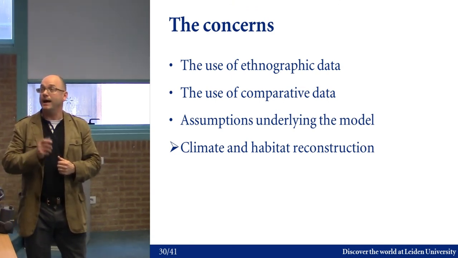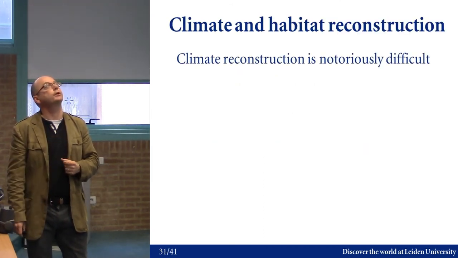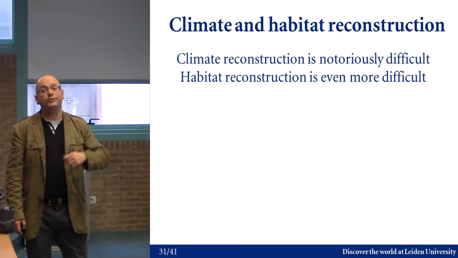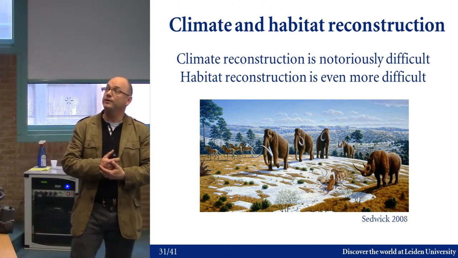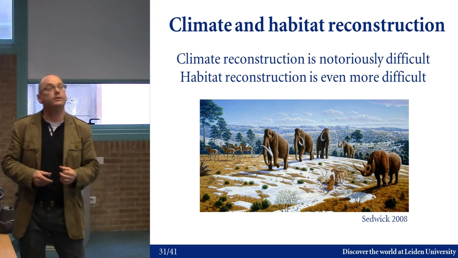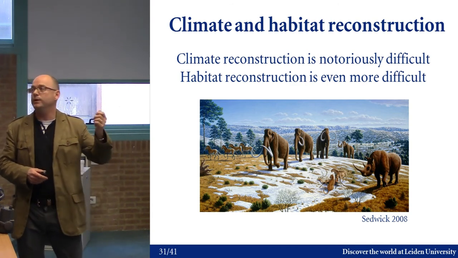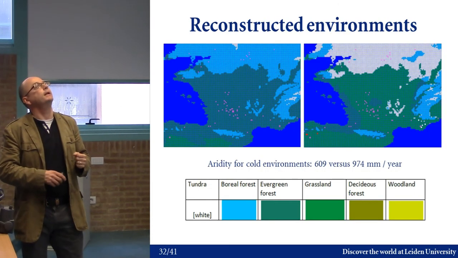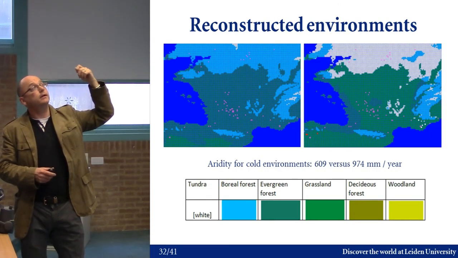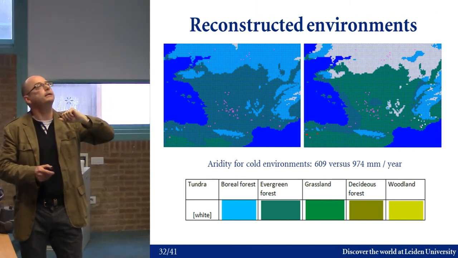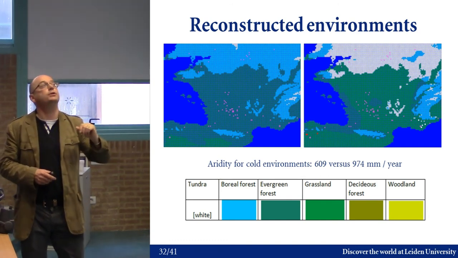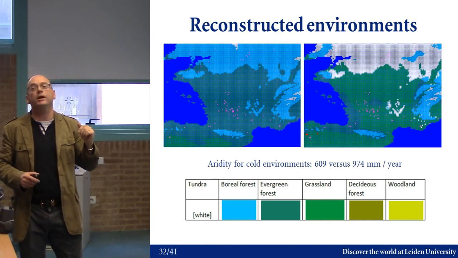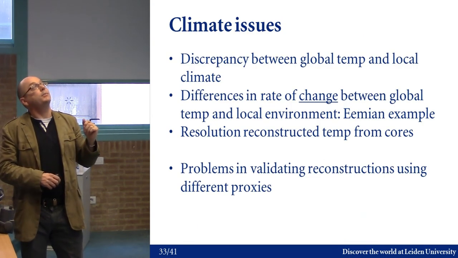Climate and habitat reconstruction, I am going into because that is the most concern that we have. It is notoriously difficult. Habitat reconstruction based on climate parameters is even more difficult. This is a picture of the mammoth steppe, some of these environments that we think were Neanderthal heaven. We don't know how to reconstruct them, which is a problem. Here you can see, even for today, aridity for cold environments in the literature is defined as either 609 or 974 millimeters per year. That's a major difference, where you can see in the reconstructed environment that green is a very effective environment for the animals. So, climate issues.